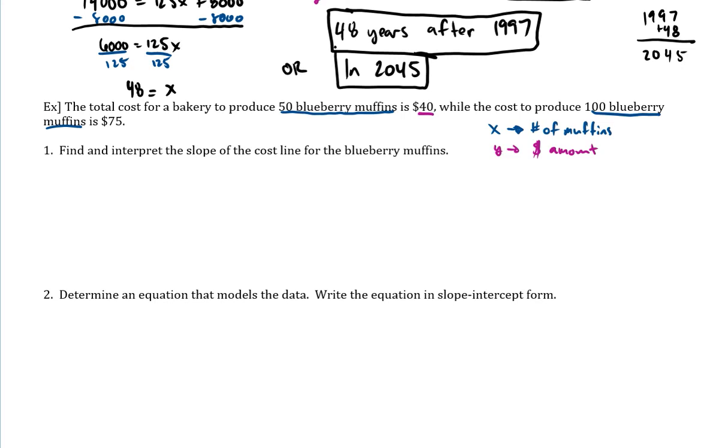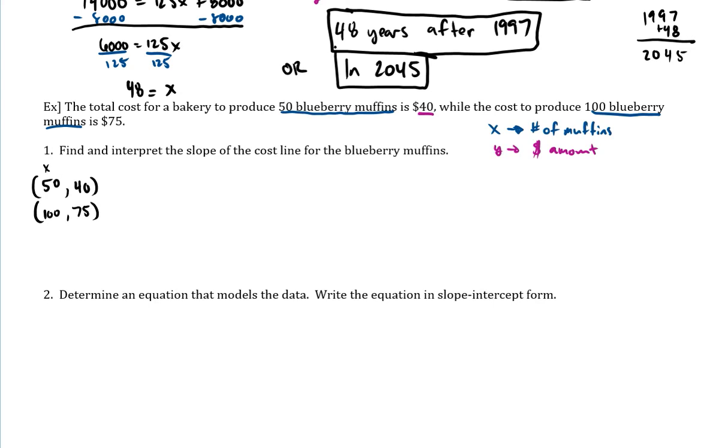And, well, what we can do is, again, just write these out as points. Okay, so we've got our 50 blueberry muffins is $40. So here's 50, 40. So that's our number of muffins. That's our dollar amount. And then we also have 100 and 75, like that.